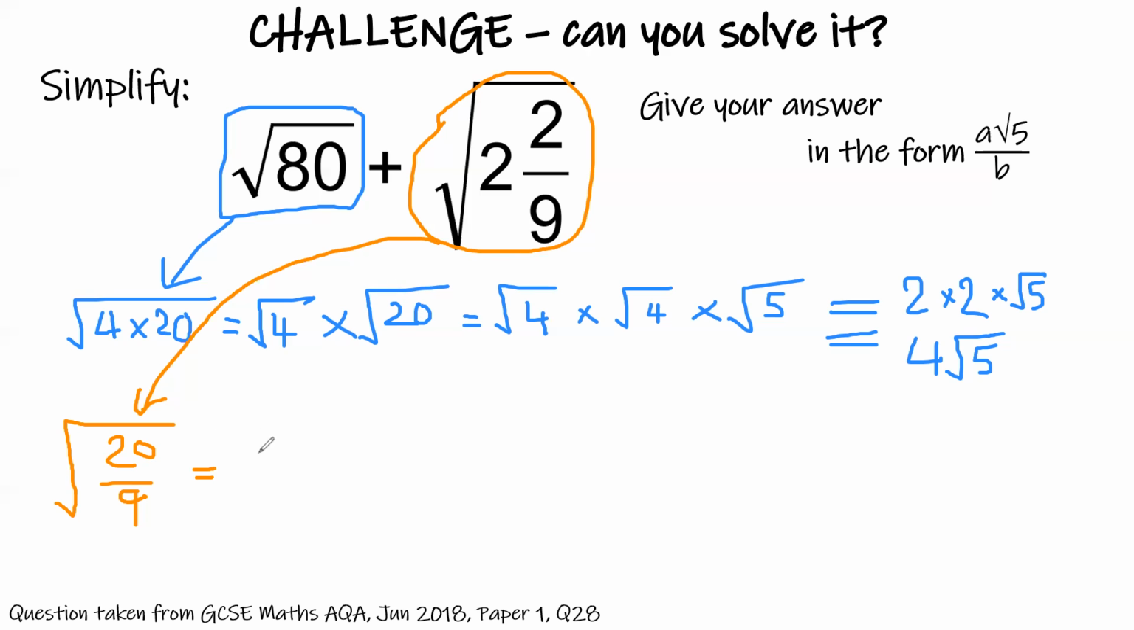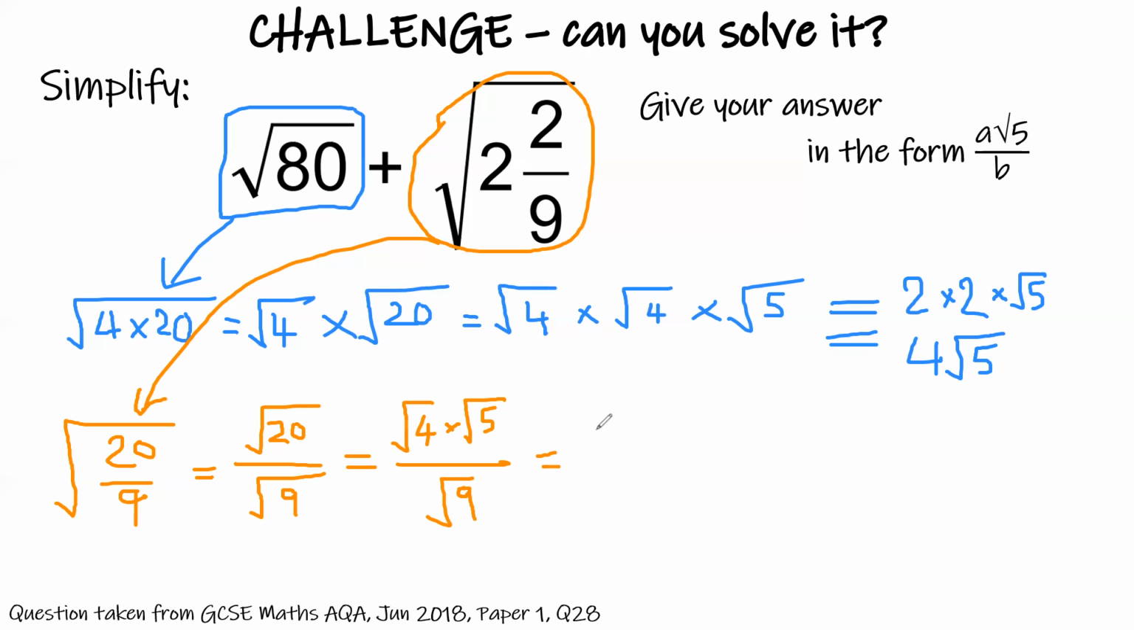What this is actually the same as is root 20 over root 9, which is automatically becoming a little bit simpler, because we've got root 20, which we've already done over here, we know is the same as root 4 times root 5. And we've got root 9 down here, which is 3. My brain's jumping ahead of me here. So now we can simplify out all of these.